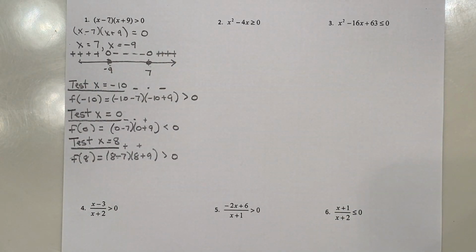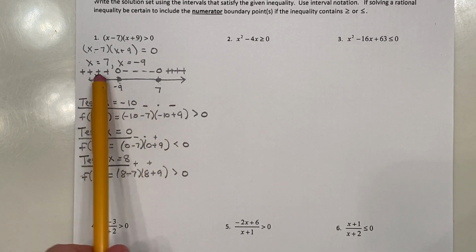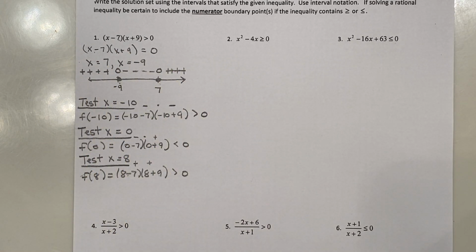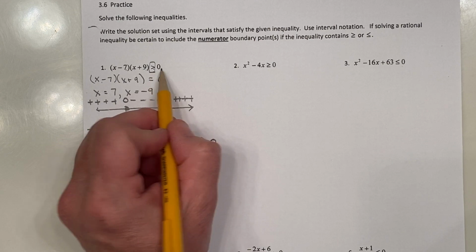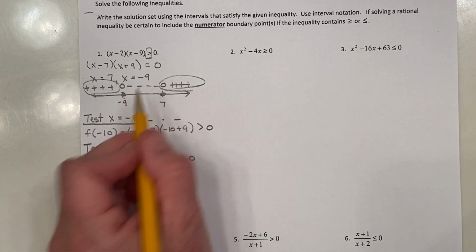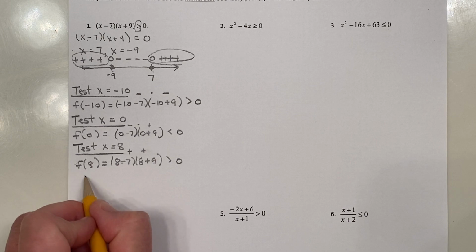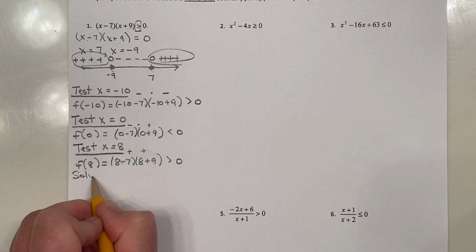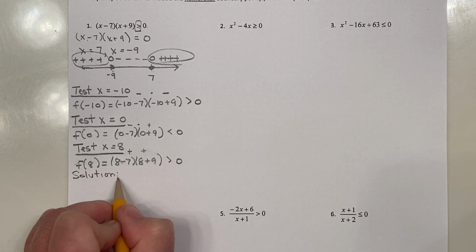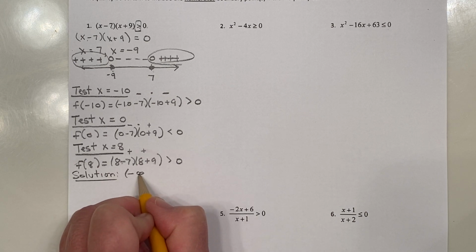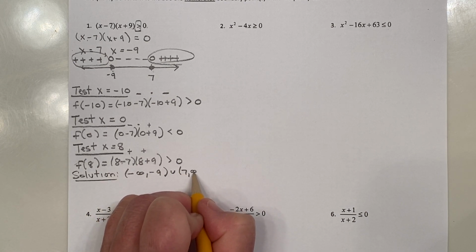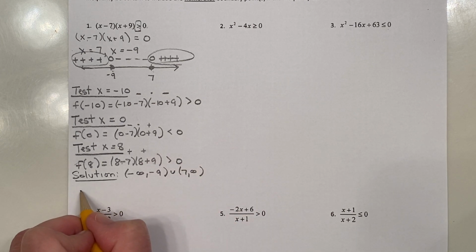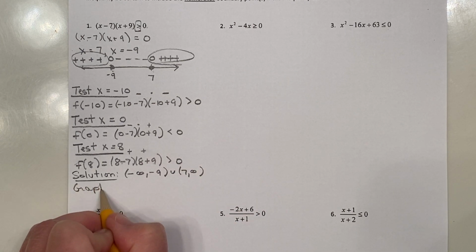All right, what solutions do we want? Do we want to circle the positives or the negatives because it's one or the other? Well, we need to look back at the original problem. We want the greater than or the positive solutions. And then we want to do the graph.